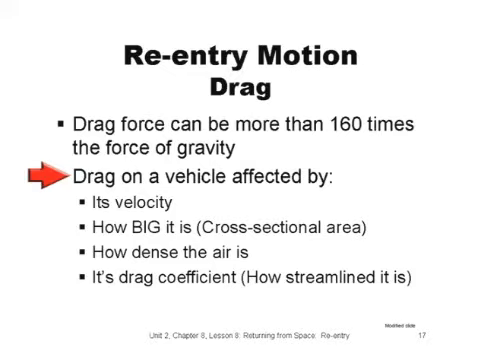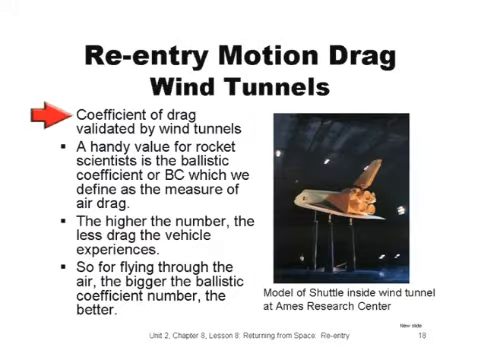If you remember the pieces you've already learned, you'll know the answer. You'd be right if you said the force of drag depends on its velocity, how big it is, or its cross-sectional area, its mass, how dense the air is, and its drag coefficient, or how streamlined it is. We describe how streamlined a vehicle is by using a unique property of vehicle shape called the coefficient of drag. Engineers compute and check a vehicle's coefficient of drag using wind tunnels similar to the one on this slide.